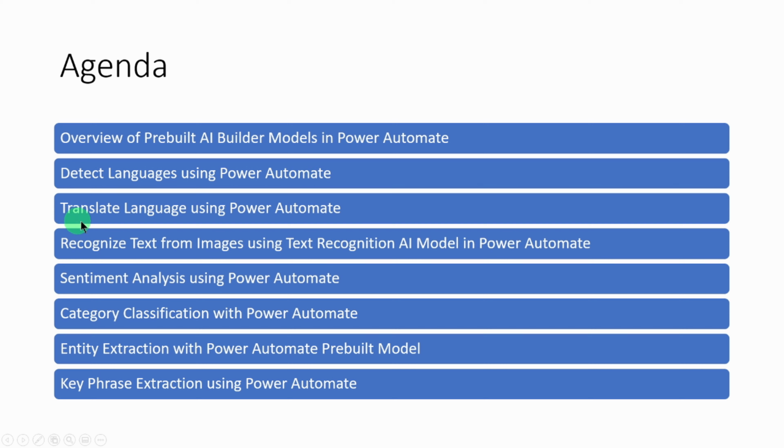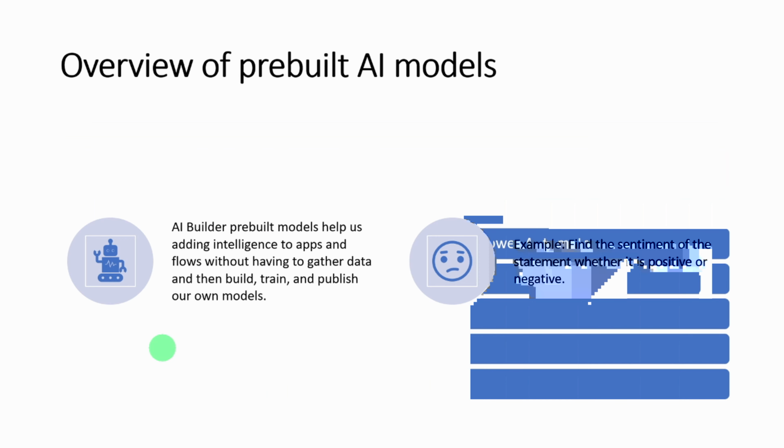Those models are language detection, where we will detect the language using Power Automate. Second is language translation, so we will translate the languages using Power Automate. Third is text recognition. So here we will upload an image, and from the image we will recognize the text. Then there is the sentiment analysis model, where we will find the sentiments from the provided text. Then we will talk about category classification, entity extraction and key phrase extraction with the help of Power Automate.